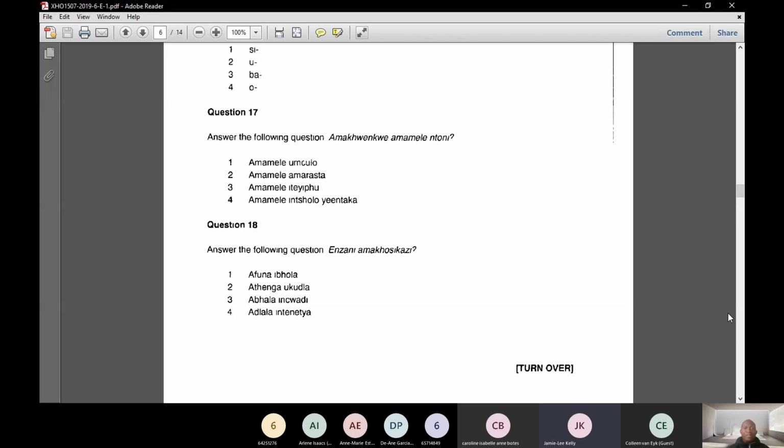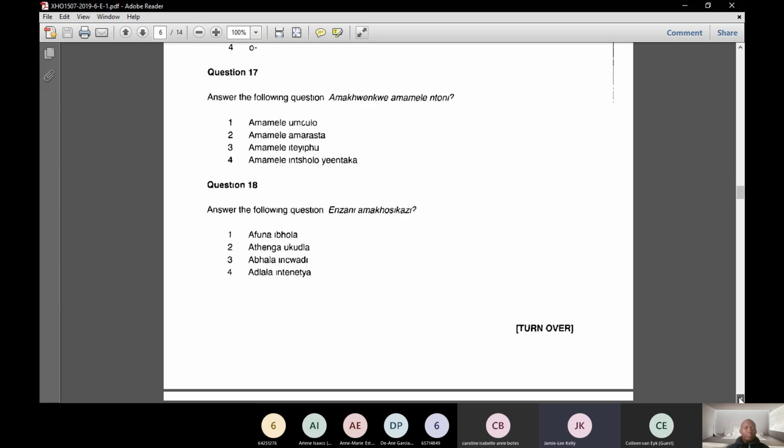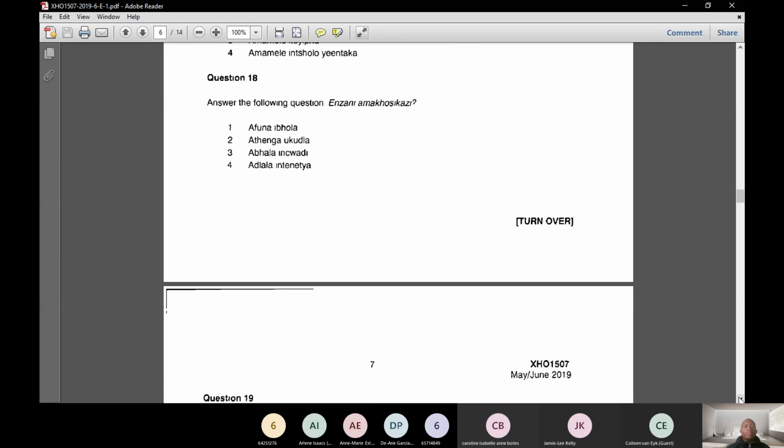The question is asking what are the boys listening to? The answer is they are listening to music. Thank you. So number 18.